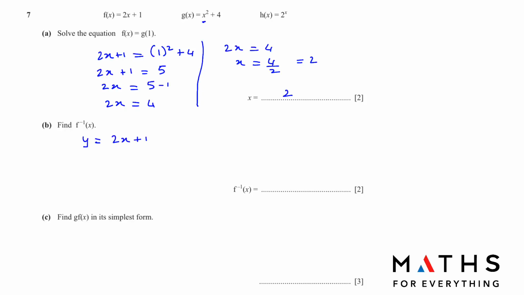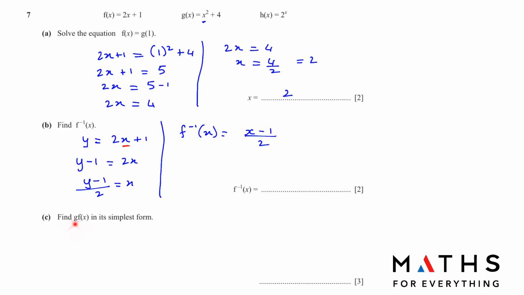We have to make x the subject. So we bring everything to the other side and divide this equation by 2. After your x is alone, replace the x with f inverse x. And your y, you have to replace it with x. So we are done with that.